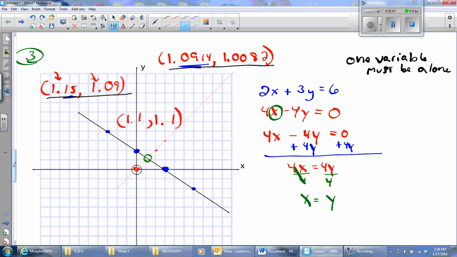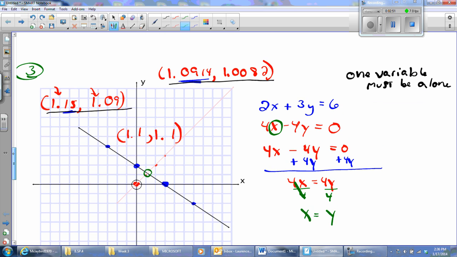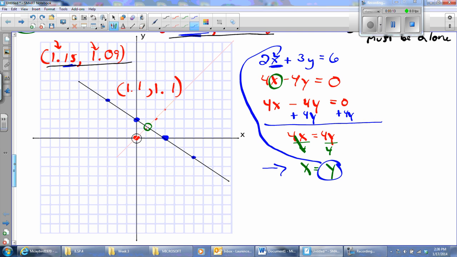Now that I have one of the variables alone, I have x alone, right? I'm going to take the second equation. But wherever I see an x, I'm not going to write x. I'm going to write what x is equal to. This equation right here tells me that x and y are the same number. Therefore, I'm going to take y and I'm going to put it in for x. Usually it'll be a little bit more complicated than this one, but this is just a warm-up problem.